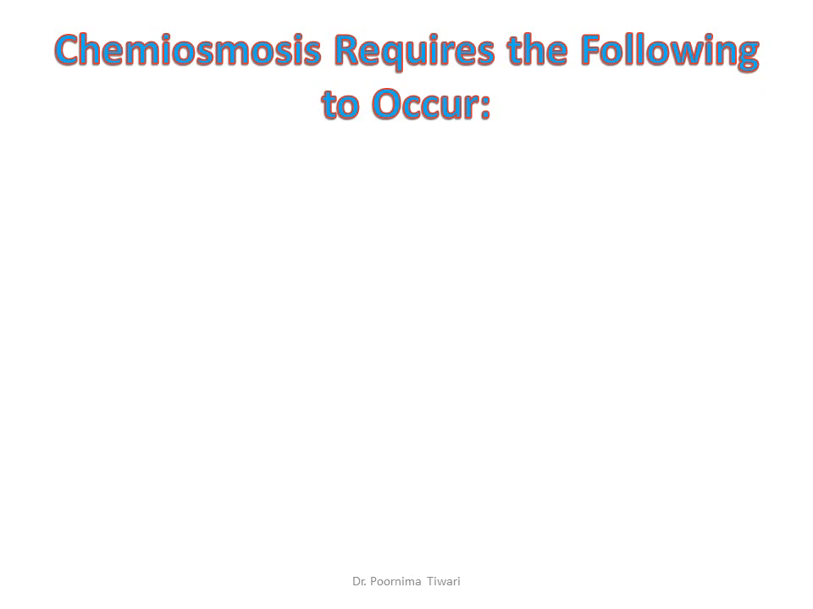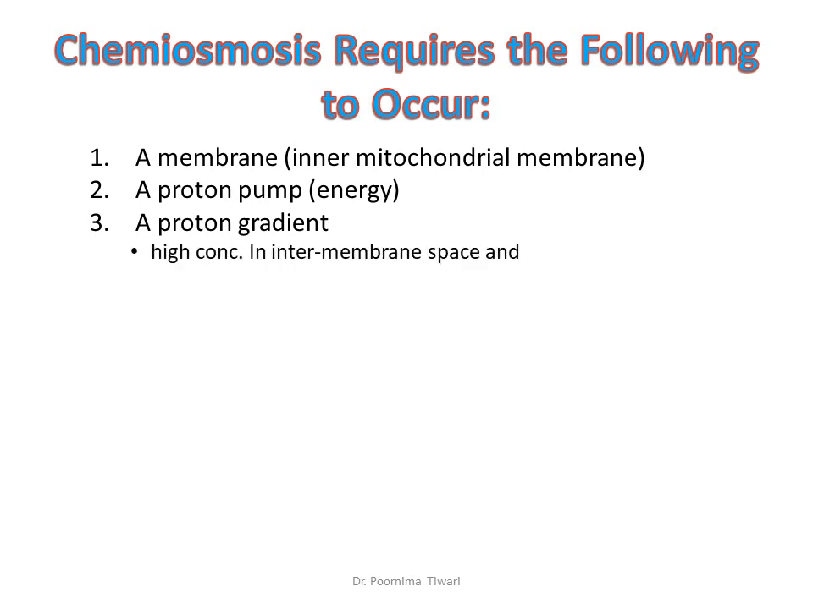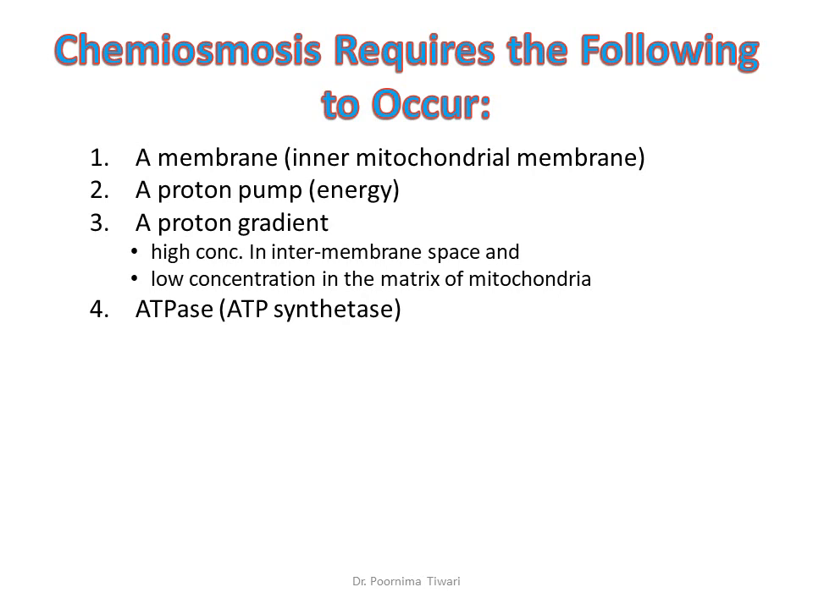Chemiosmosis is a process, it occurs in photosynthesis also, which requires a semi-permeable membrane, which is the inner mitochondrial membrane in this case. It requires energy for the proton pump, which we will see, and a proton gradient resulting from pumping of protons, which is a high concentration of H ions in the intermembrane space and low concentration in the matrix of the mitochondria. And the fourth requirement is ATPase or ATP synthetase.